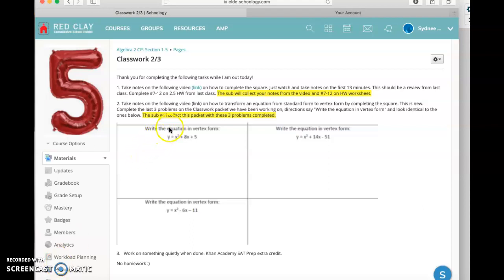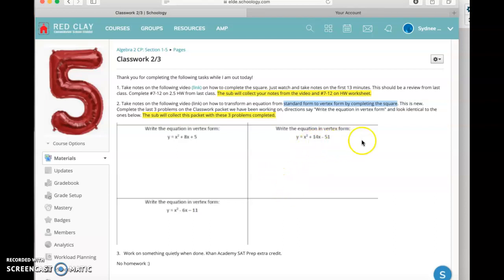Hi guys, so by this point you should have done step 1, which was what we had been working on in class, completing the square just to solve equations. Now you are going to be watching this video to learn how to take an equation from standard form to vertex form by completing the square. So this is new, and you're going to watch this video, learn how to do it, and then you're going to try these 3 problems and turn these into the sub.